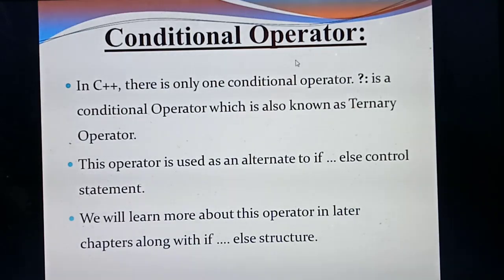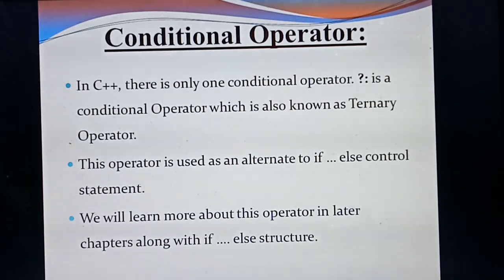Here there is only one conditional operator. How many conditional operators are there totally? Only one. Which symbol is used as the conditional operator? See, very important, one more question: question mark colon. This symbol, question mark colon, is the conditional operator. What's the other name of the conditional operator? Ternary operator. Very, very important.